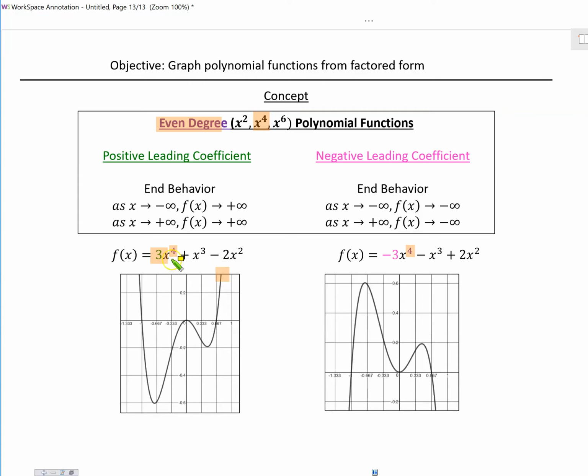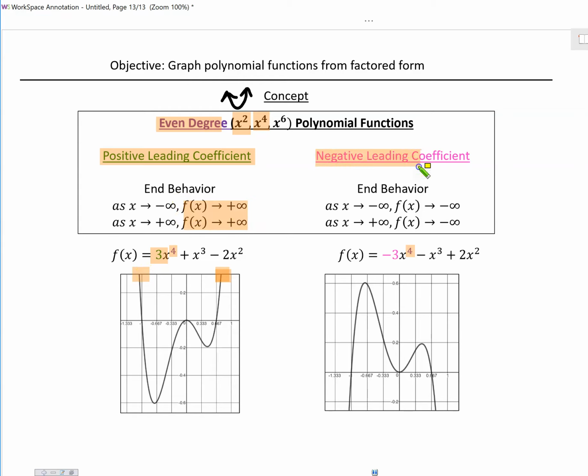But in an even degree, both ends go the same direction. Like in your parabola for your quadratic, both ends go the same direction. Well, that's true for all even degree polynomial functions. So in this case, a positive leading coefficient means the right end goes to positive infinity. Because it's an even degree, so does the left end. So they both go to positive infinity.